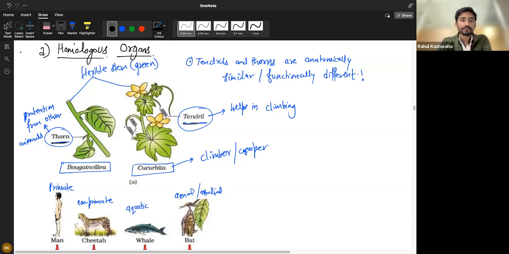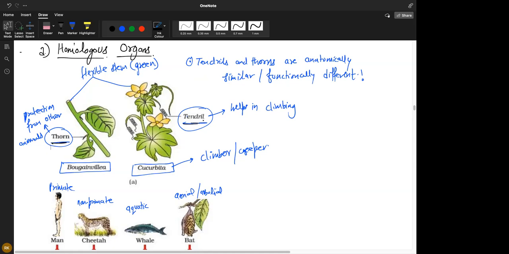In bougainvillea, the thorn serves the function of protection, whereas in a cucurbita climber, you will see tendrils that help the climber to hold on to some substrate and grow upwards. Is it clear? Yes. Yeah.